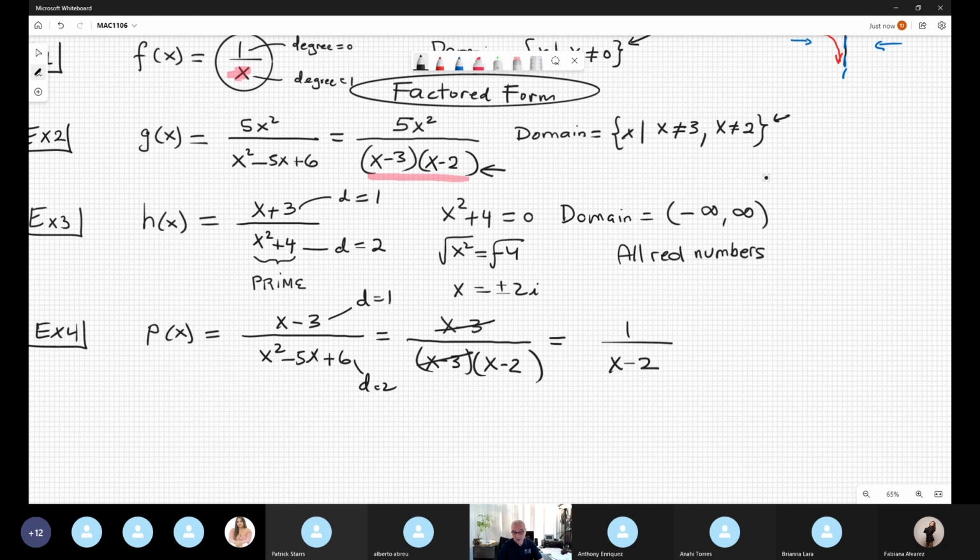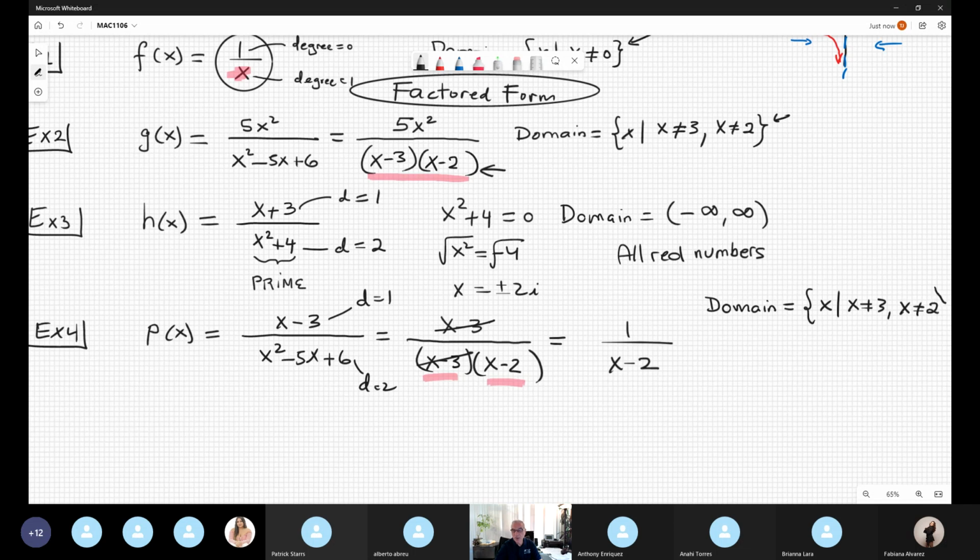Okay, let me try to understand this new idea. When you are doing the factored form and one factor is cancelled, what does that mean? Well, the domain is the same. The domain is all real numbers except the restrictions. Actually, we have two restrictions, the restriction 3 and the restriction 2. So it's similar to this example. It's similar. x not 3 and x not 2.